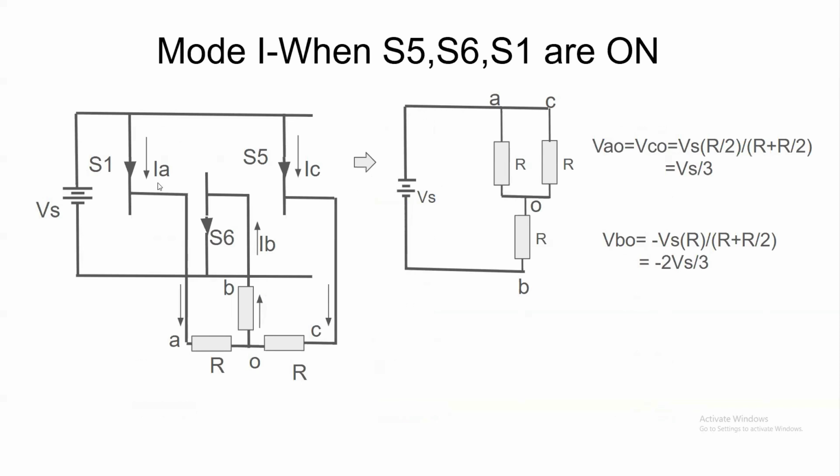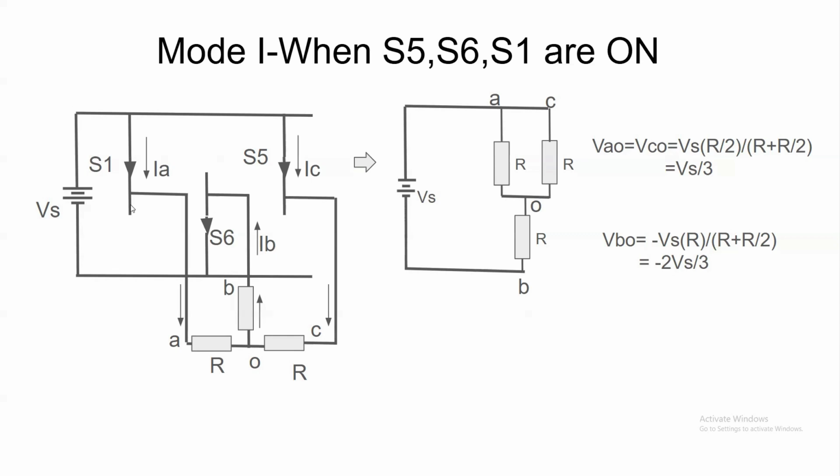Mode 1, in which S1, S5 and S6 are in conduction. We can see that the A terminal is connected to the positive terminal of Vs through S1. B terminal of the load is connected through S6 to the negative terminal of Vs, and C terminal is connected to the positive terminal of Vs through S5. So we can see that the current will be flowing from A to O, and then from O to B, and then from C to O. So this circuit can be redrawn in a simpler manner as given on the right side.